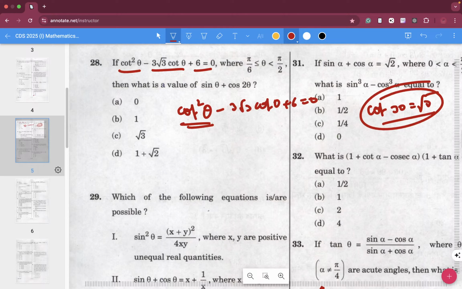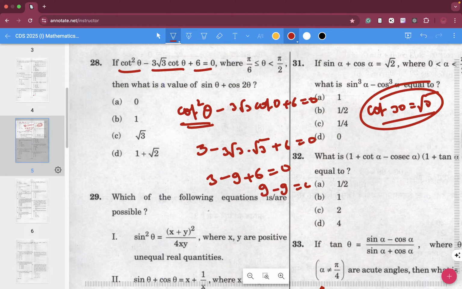Root 3 whole square is how much? Root 3 whole square is 3 only, minus 3 root 3 cot theta, plus 6 is equal to 0. Okay, right? So this is 3 minus 9 plus 6 is equal to 0, right? Which means 9 minus 9 is equal to 0, right? So which means that cot 30 is the correct answer.